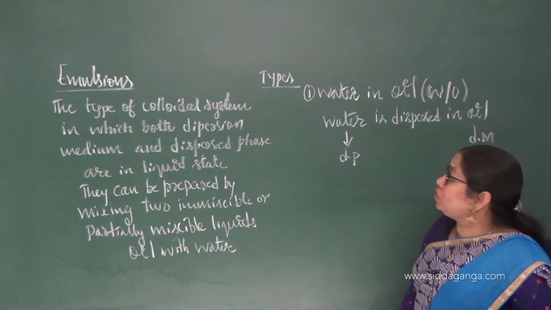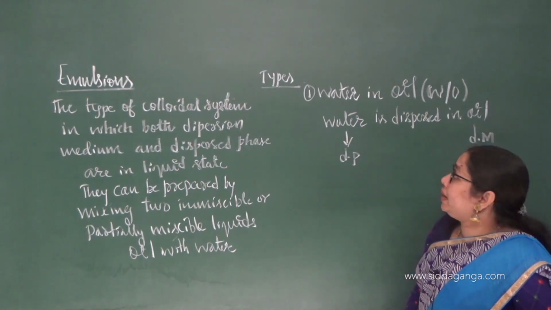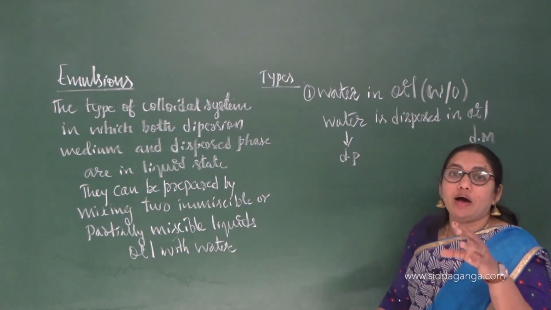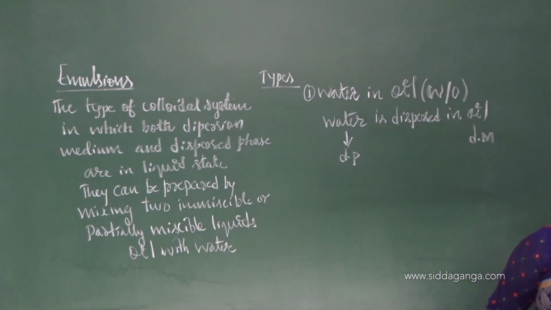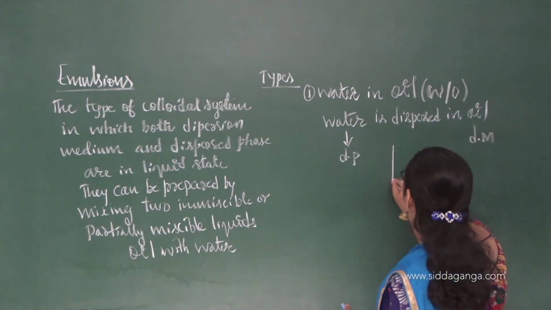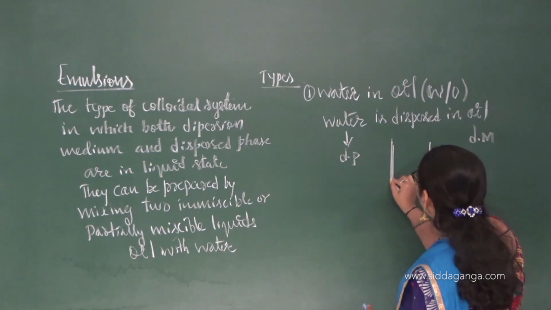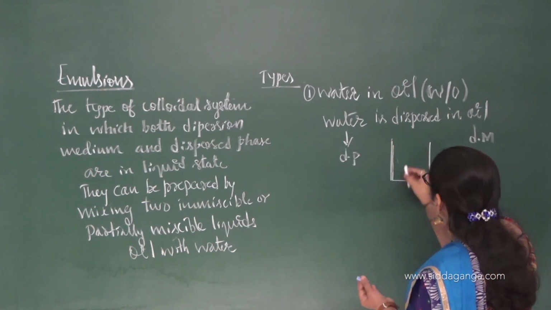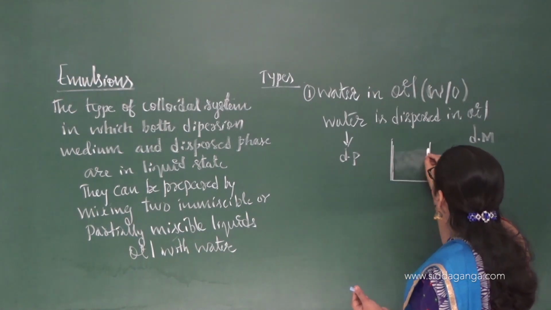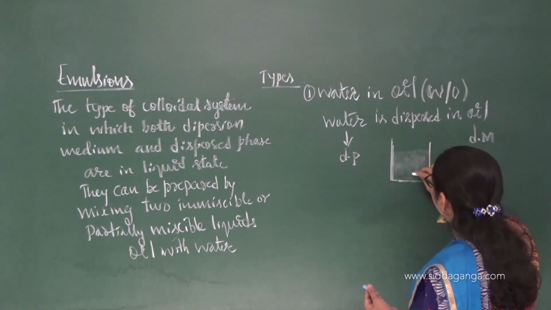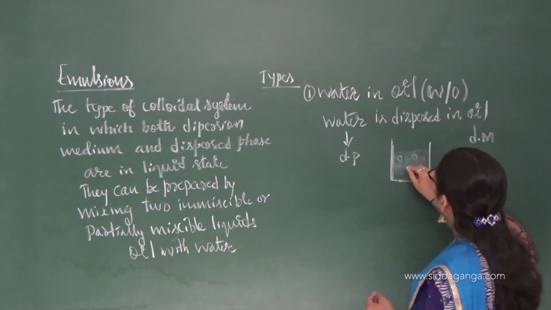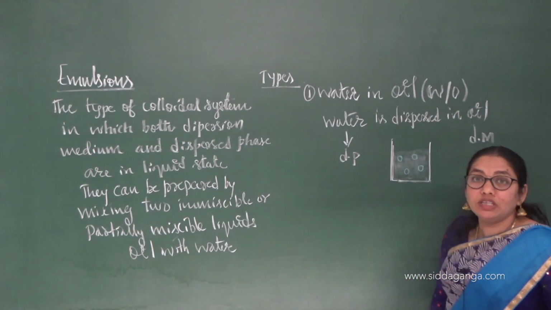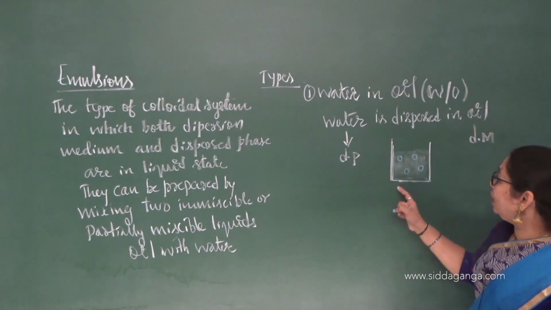So if you get MCQs, you can easily write this, because it is water in oil: you have added a small amount of water to the oil. If I represent that, say you have some container, and in that container you have taken oil, which I represent with white color, and then you add water to it, which I represent with blue circles. Can you see this? Can you differentiate now?